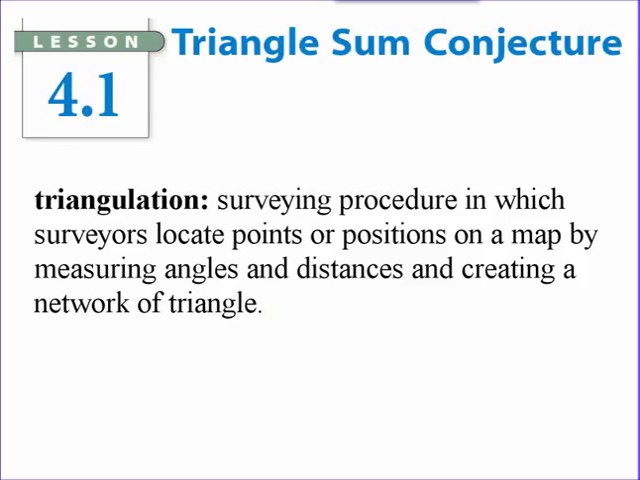We have proof today. So today, if you notice, we're in chapter 4. We're going to define what is known as triangulation. Triangulation is actually a surveying procedure in which surveyors locate points or positions on a map by measuring angles and distances and creating a network of triangles. So that is what triangulation is. Probably a good thing to have that written down, so I'll give you some time to write that down now.